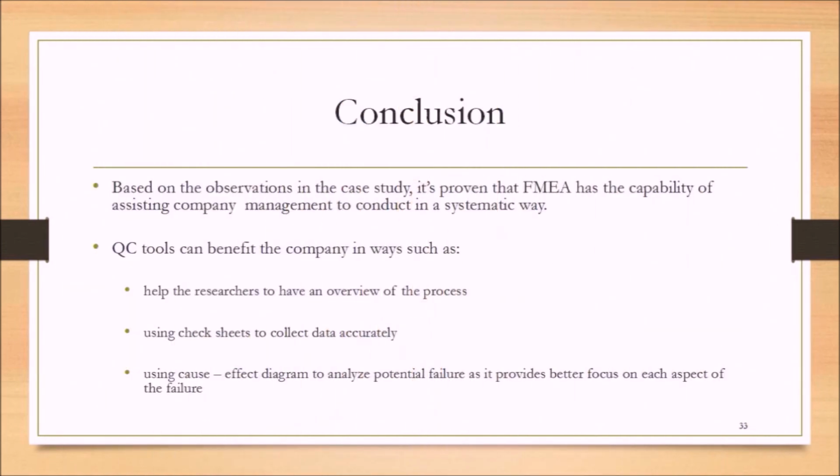Finally, we have come to conclusions. Based on the observations of the case study, it is proven that FMEA has the capability of assisting company management to conduct improvements in a systematic way. How can QC tools benefit a company? QC tools actually benefit the company in that they help the researchers to have an overview of the process by studying the process flow. Check sheets help the company when collecting data and ensure the data is collected accurately. Finally, the cause and effect diagram helps to analyze the potential failure as it provides better focus on each aspect of the failures.